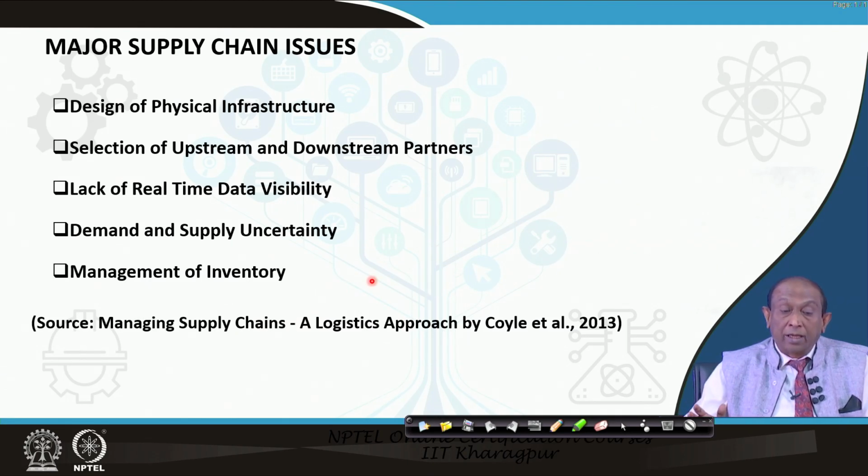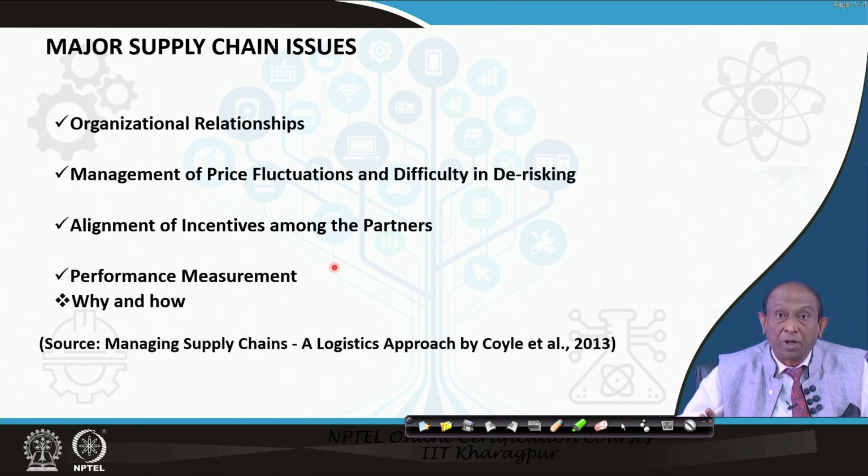And then there is demand and supply uncertainty in a chain, which makes management of supply chain very complex. Now, if in addition to that there is lack of real time data visibility, what will it result in? It will result in excess stock at times, and sometimes in stock out situations, and hence management of inventory is also a very important supply chain issue. Partnership will also depend upon the integrity, the honesty and the competence level of the supplier with whom we are going to build these relationships.